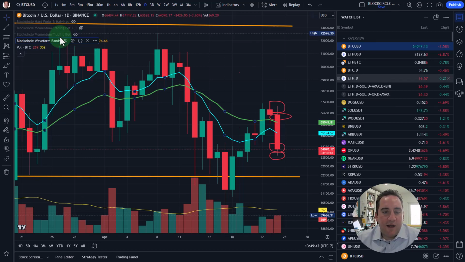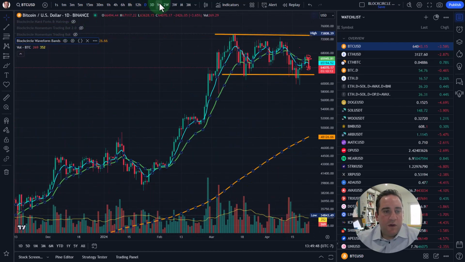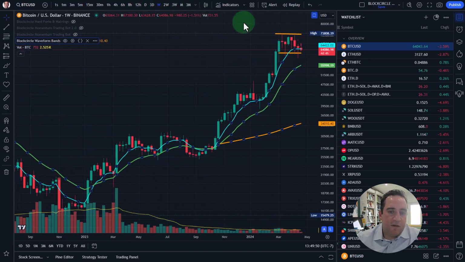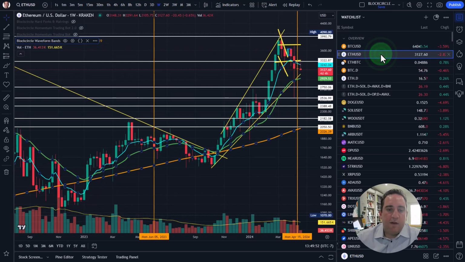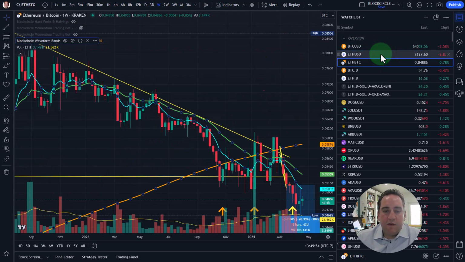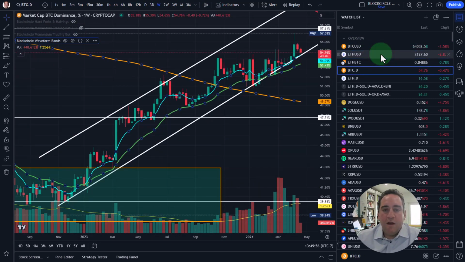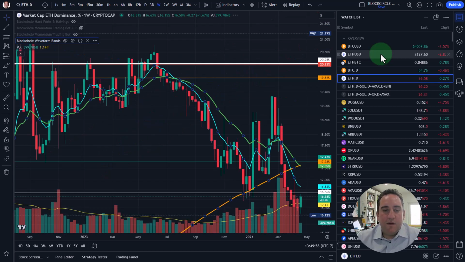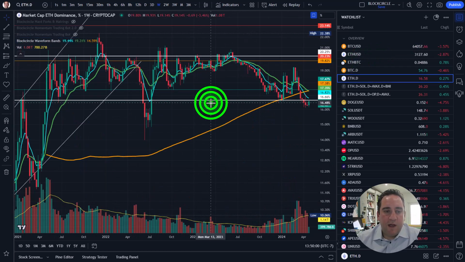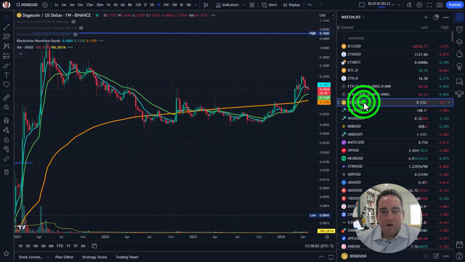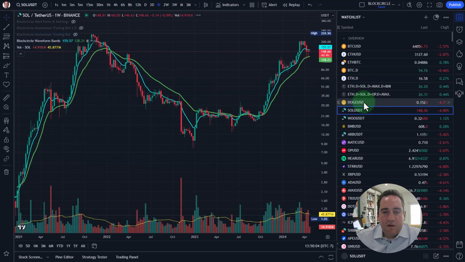On the right-hand side is the watch list. So this is what I like about TradingView is that I can go to a weekly basis and then I can just go through each of the assets and just go one by one. So ETH USD, ETH BTC, Bitcoin dominance, Ethereum dominance, right? And I'm able to look at Doge USD. So these are my watch lists.